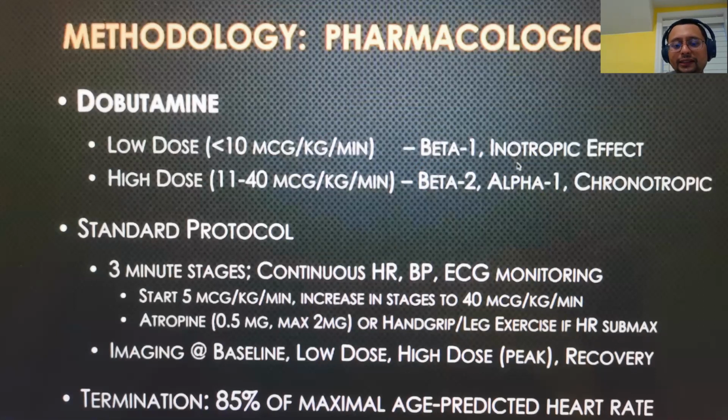Okay, so how do you do this with dobutamine? We do a 3-minute stage. We start at low dose, 5 microgram per kg per minute. Every 3 minutes, we increase by 5, so from 5 to 10, 10 to 15, 15 to 20, and so on and so forth. And when do we stop? We stop when the patient becomes symptomatic, or when the patient has achieved 85% of their maximal age predicted heart rate, which is 222 minus their age.